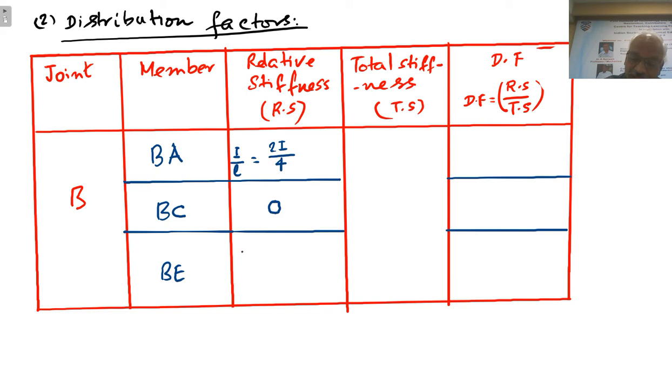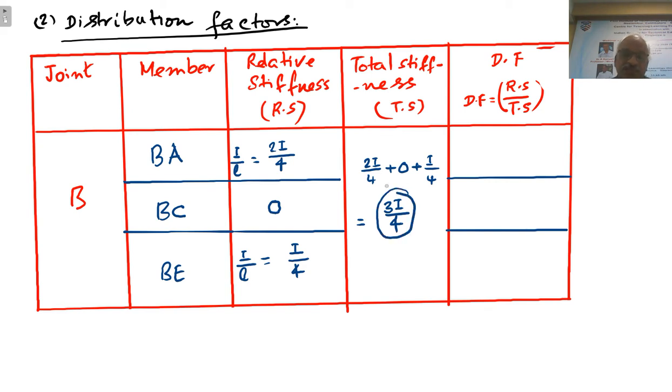For the member BE, the formula is I by L because the far end is fixed. Therefore I is I itself and L is 4 meters, so it is I by 4. That's about the relative stiffness. Now the total sum is 2I by 4 for one member plus 0 plus I by 4, the sum equal to 3I by 4. So this is the total stiffness.